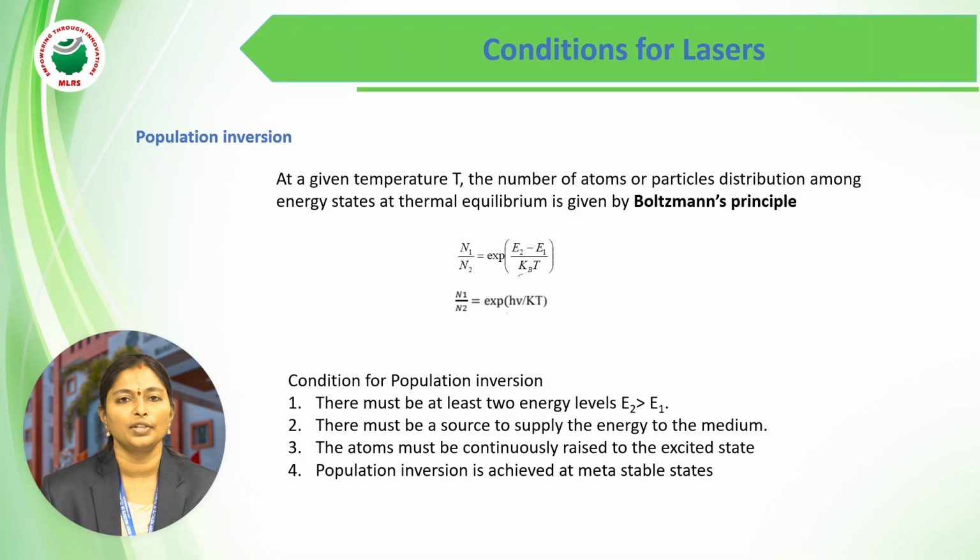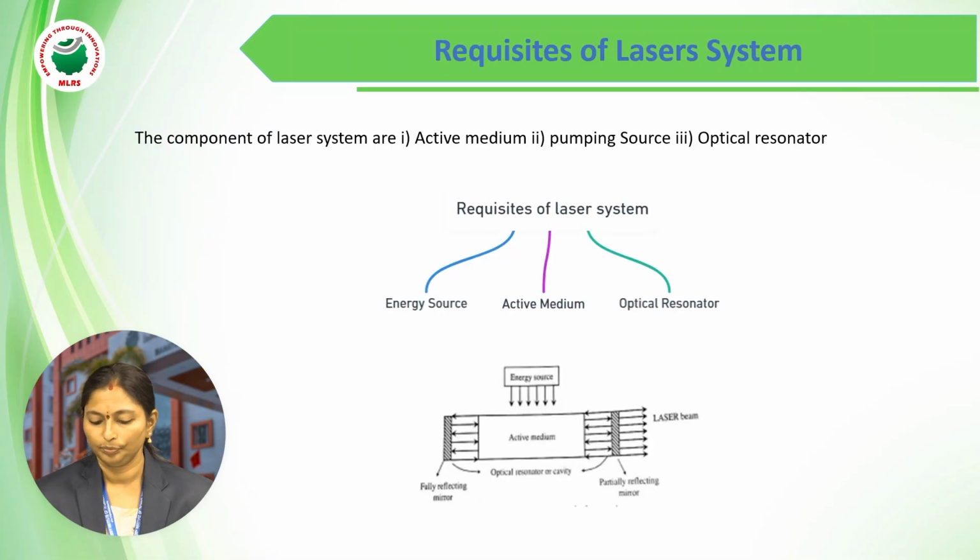Whereas population inversion means the number of atoms in the excited state is more when compared to the number of atoms in the ground state. In order to get the stimulated emission process, we need population inversion. If you need population inversion, we need the metastable state. And these are the main conditions for getting the lasing action.